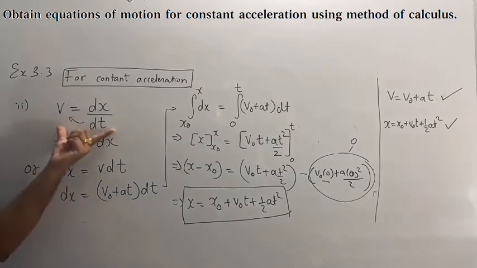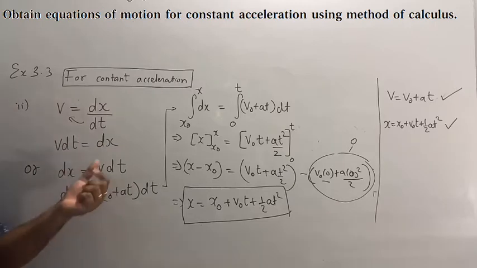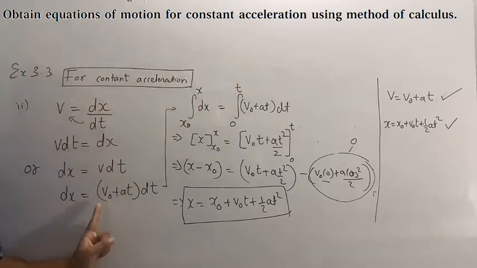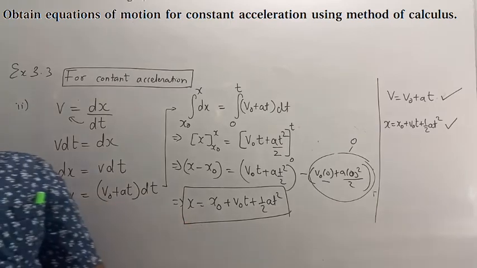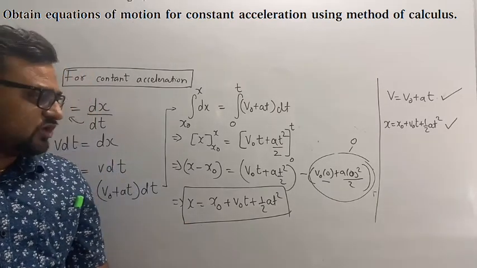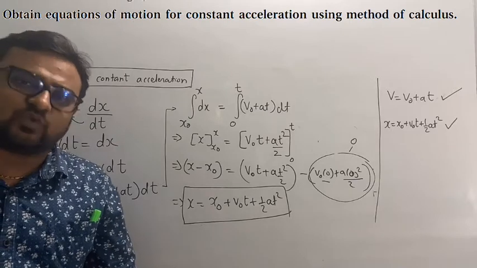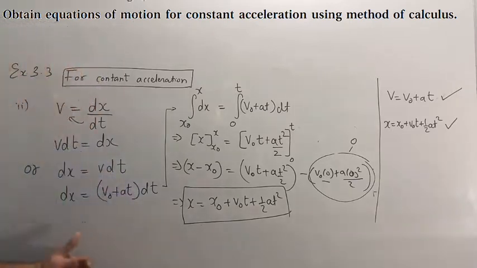What we did? We took the formula for instantaneous velocity. Okay, then we took dt on this side. Instead of v, we took the first formula, v equal to v0 plus at, integrated it, and finally we got x equal to x0 plus v0 t plus half a t square. Clear? So note down, this is the second equation for constant acceleration.